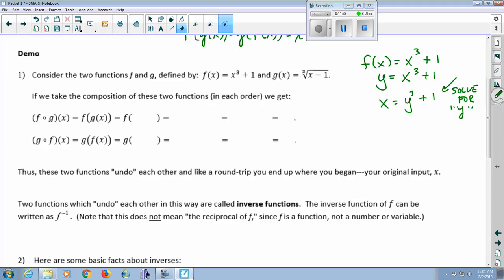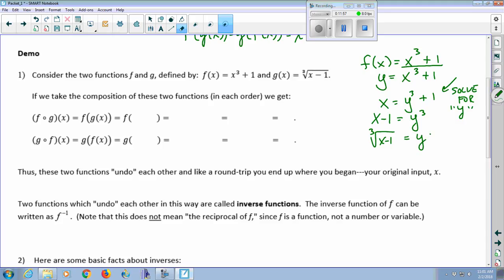So if I asked you to undo what's happened to poor old x here, the first thing you would undo is adding 1 to each side. So you would subtract 1 from each side, right? That would be the first thing you would do to undo it. And then x is cubed. So to undo that, you would cube root each side. So now you cube root each side, and you're back to y.